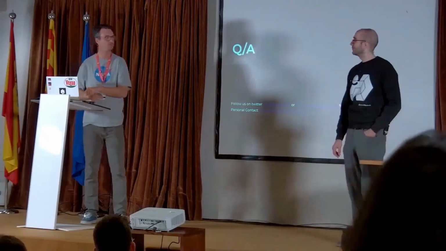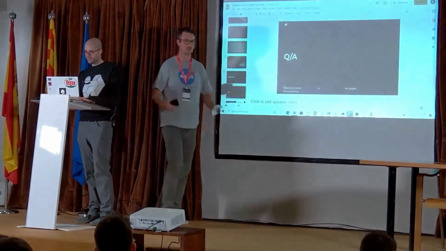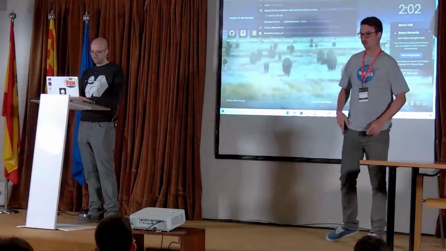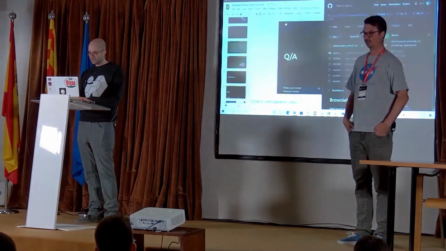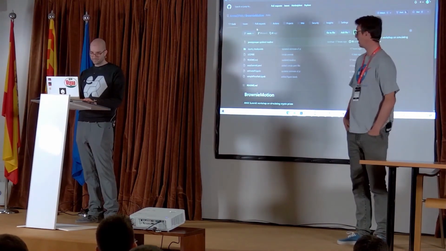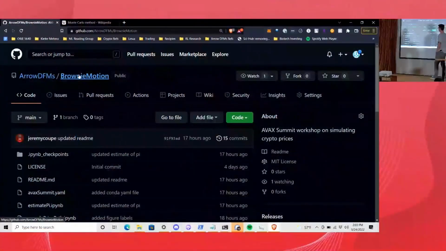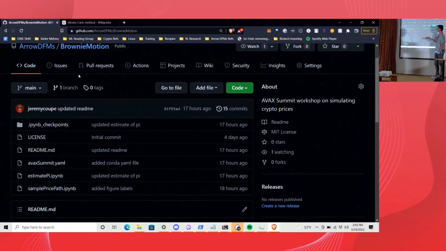Can you pull up the repo on your laptop? Do you have Wi-Fi or no? Yes, I do. Do you want to try to pull that up? Sure. So we can share? Yeah, because we wanted to share the repo with everybody, so we're going to pull it up so that others are able to see. Here is the repo: github.com/arrow-dfms/Brownian Motion. We built this in a Jupyter notebook, so it's easy and intuitive, and the graphs are all there in place. We have two Jupyter notebooks. One is for the estimate of pi that we showed at the very beginning, and the final one, sampled price path, is going to give you all the code to sample all the different price paths into the future.